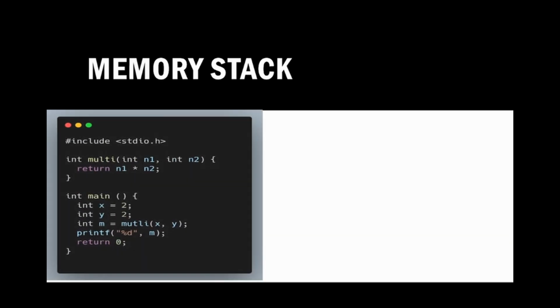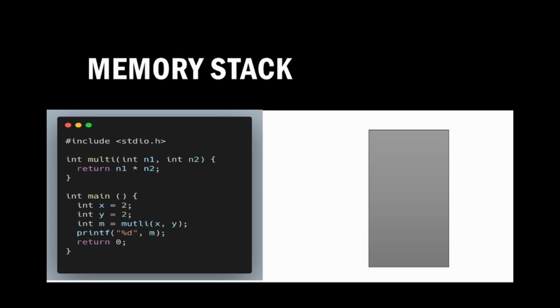In order to explain memory stack, we have a simple snippet of C code on the left hand side, as you could probably see, where we have written two methods. One is the default main method that gets executed normally at the start of the program, and the multi method, or the function, which takes in two numbers, multiplies them and returns the result. So memory stack.